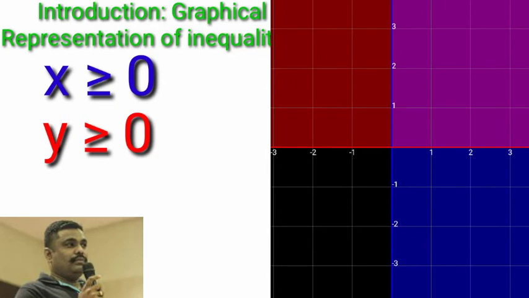So when x is greater than or equal to 0 and at the same time y is greater than or equal to 0, it represents completely your first quadrant. Your region lies completely in your first quadrant. Got it?